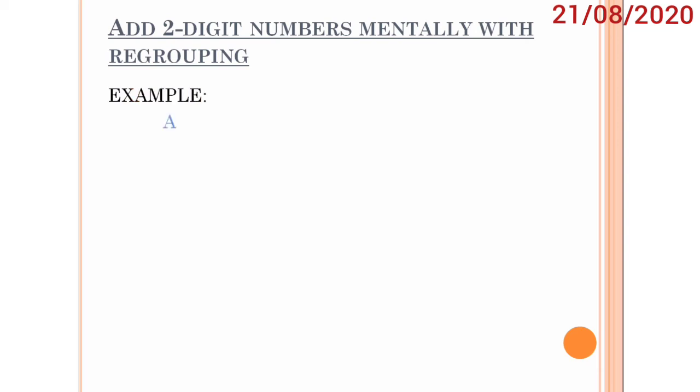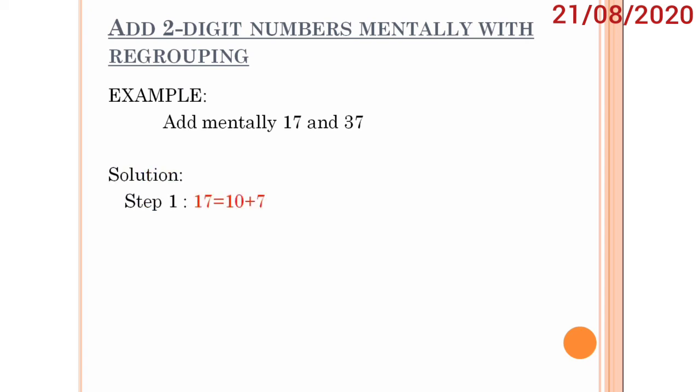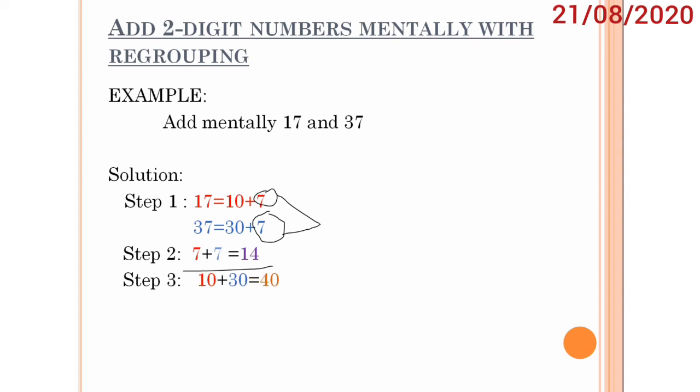So for this example, we have to add mentally 17 and 37. Step number 1. We will regroup the two given numbers as tens and ones mentally. So 17 can be written as 10 plus 7 and 37 can be written as 30 plus 7. Then step number 2. We have to add the ones of the two numbers mentally, that is 7 plus 7. We will be getting 14.